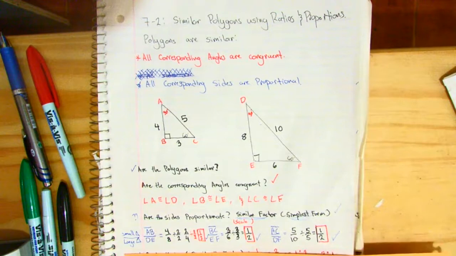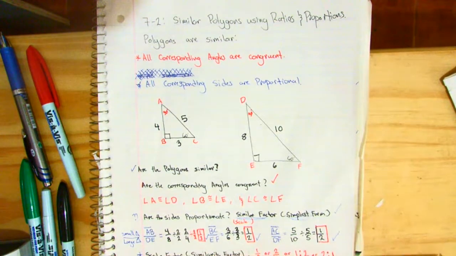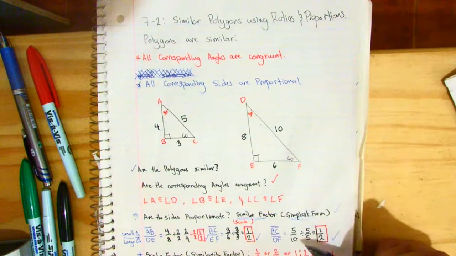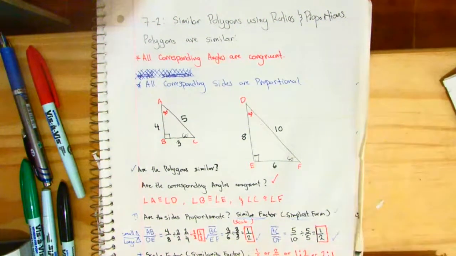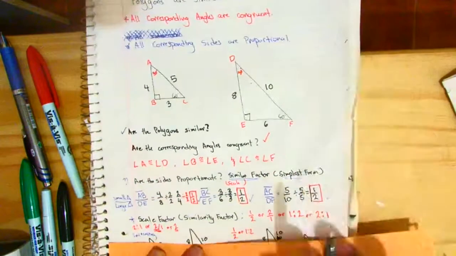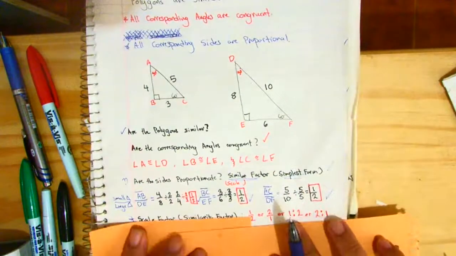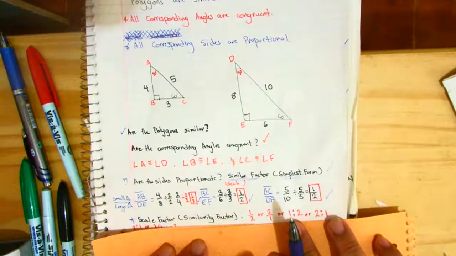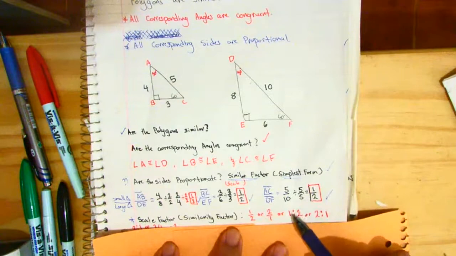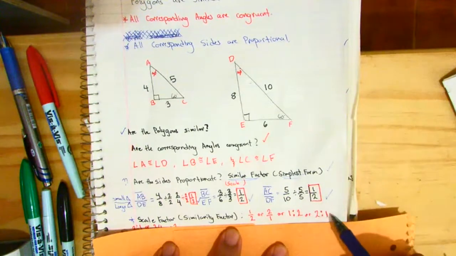So here, going on to the next one. How do you write this scale factor properly? The scale factor for this is 1/2, or 2 over 1, or 1 colon 2, or 2 colon 1. You can write it as 1/2, or 2 over 1, or 1 to 2, or 2 to 1.